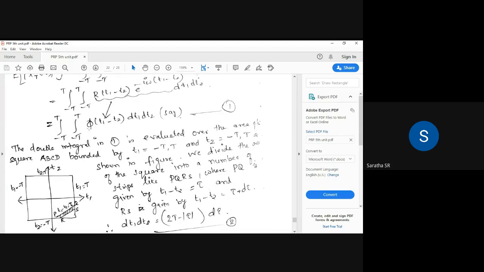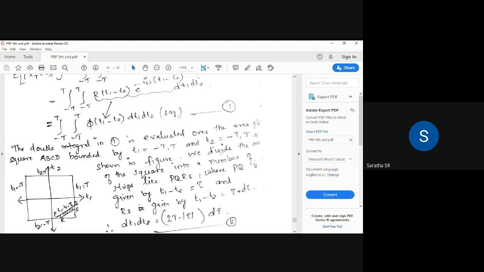For that we are making some symbol. Otherwise, you can take this itself, not a problem. So the double integral in equation 1 is evaluated over the area, the square ABCD, bounded by t1 equal to minus T, T. Because it is given in the problem itself, the limit varies from minus T to T only. Yes, t2 also varies from minus T to T. Based on that we have taken the values: for t1 minus T to T, for t2 also minus T to T.